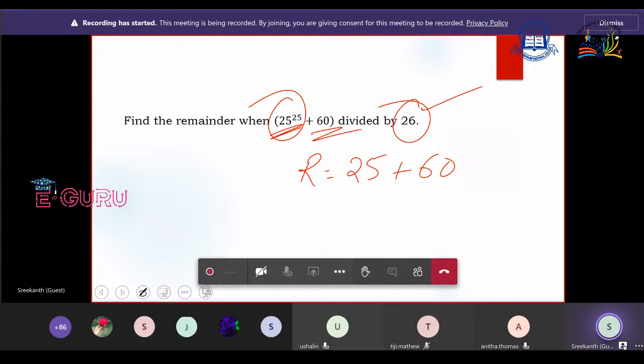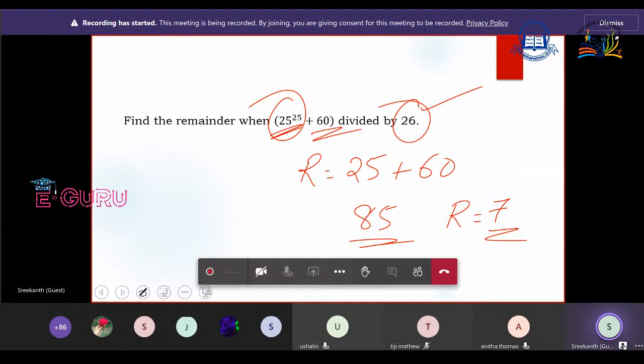So this will become 85. What we need to do? Again we need to divide by 26. We can take 3 more 26 from 85. So 26 into 3 is 78. Remainder is 7, right? Remainder is 7.